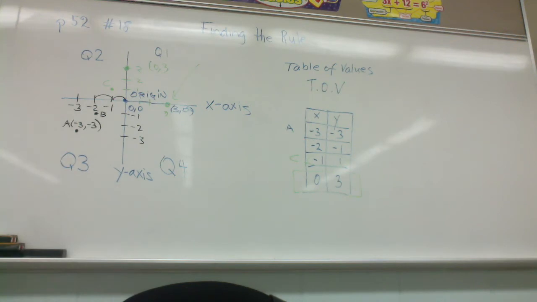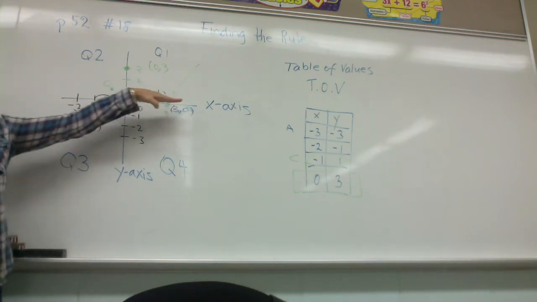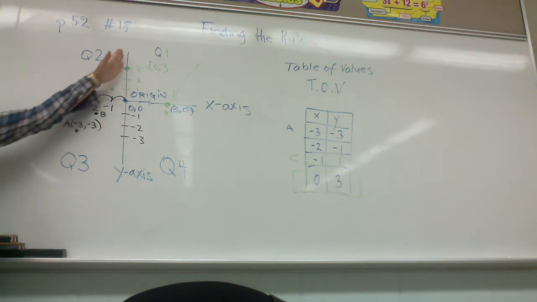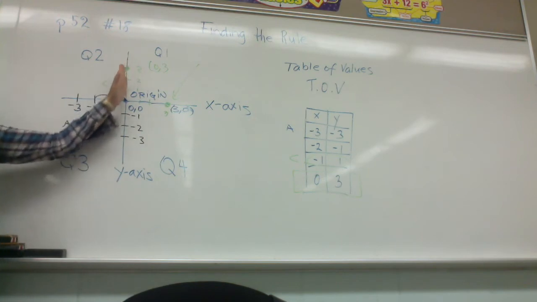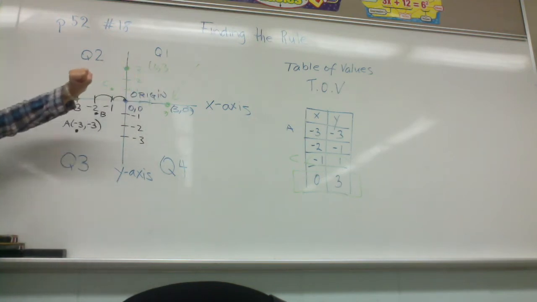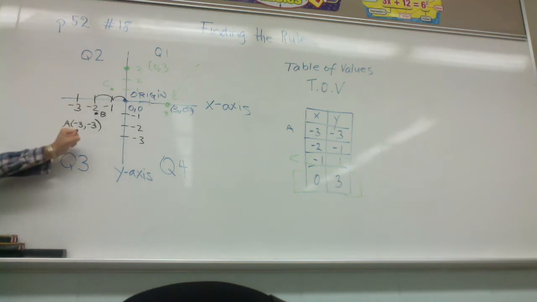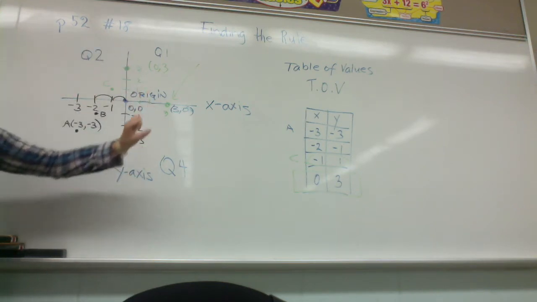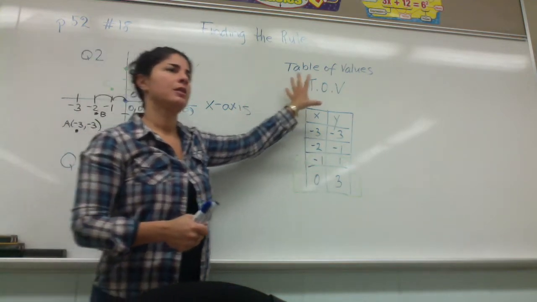Good? So are the ones that land here in a quadrant? No, they're on the x-axis. If they land here, are they in a quadrant? No, they're on the y-axis. If they land anywhere in here, quadrant 1, anywhere in here, quadrant 2, 3, and 4. Anything else that you want to know about the Cartesian plane? We're good? Okay, Cartesian plane, table of values.